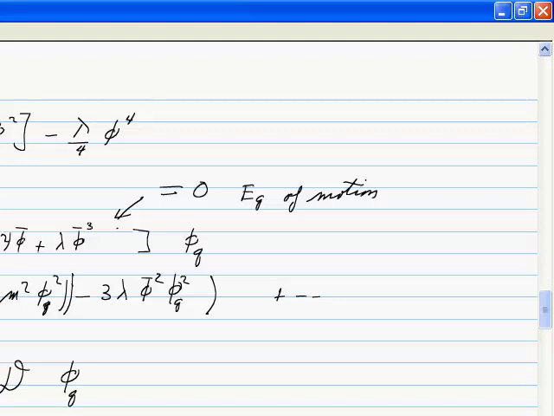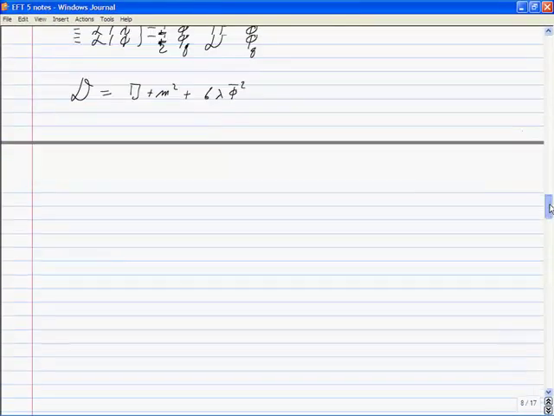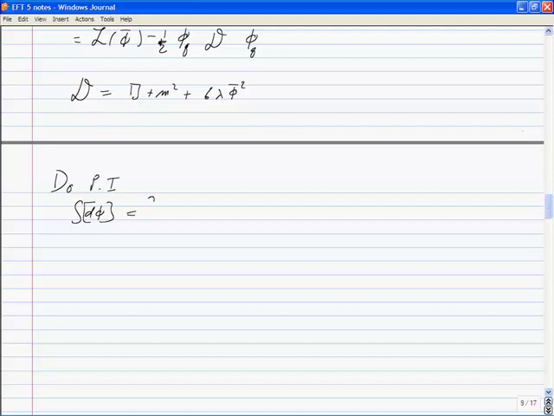Now I want to do the path integral. Okay. The path integral over phi is the same as the path integral over phi quantum, right? Because I just change variables. I do the path integral. That's what I do. And I get, so I use that the integral d phi is the same as the integral d phi quantum.